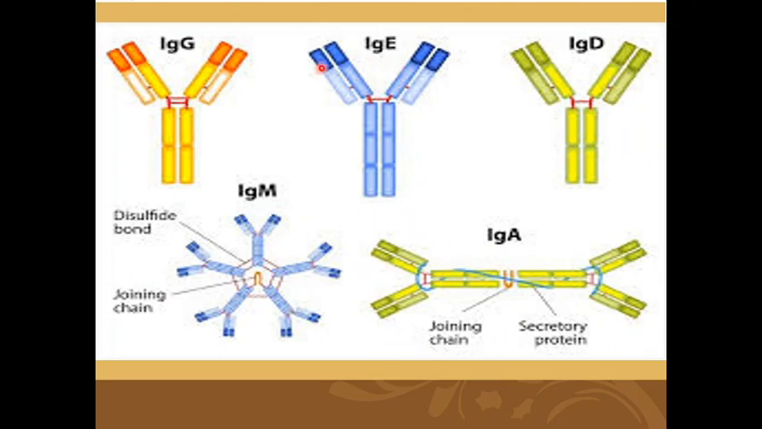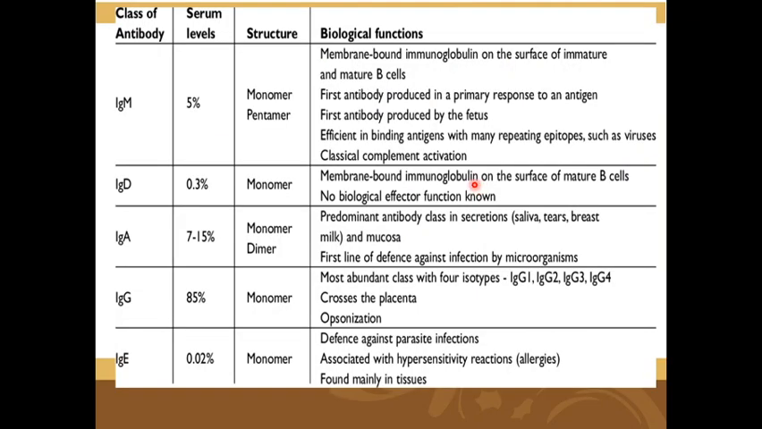And these are the monomers. IgG, IgE, IgD, these are the monomers. Whereas IgM is present in the pentameric form, and they are arranged together by the disulfide bond. Whereas IgA is a dimer. IgM pentamer, that is the monomeric units, they are joined in a pentamer. Okay? It is present on the mature B cells.